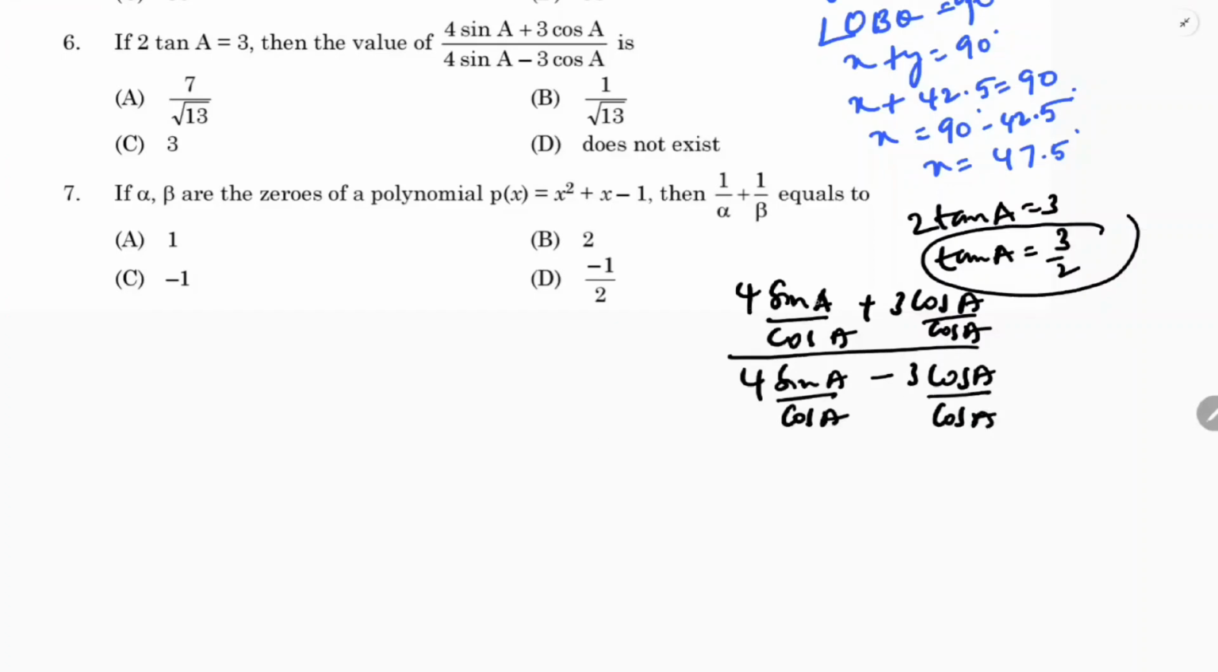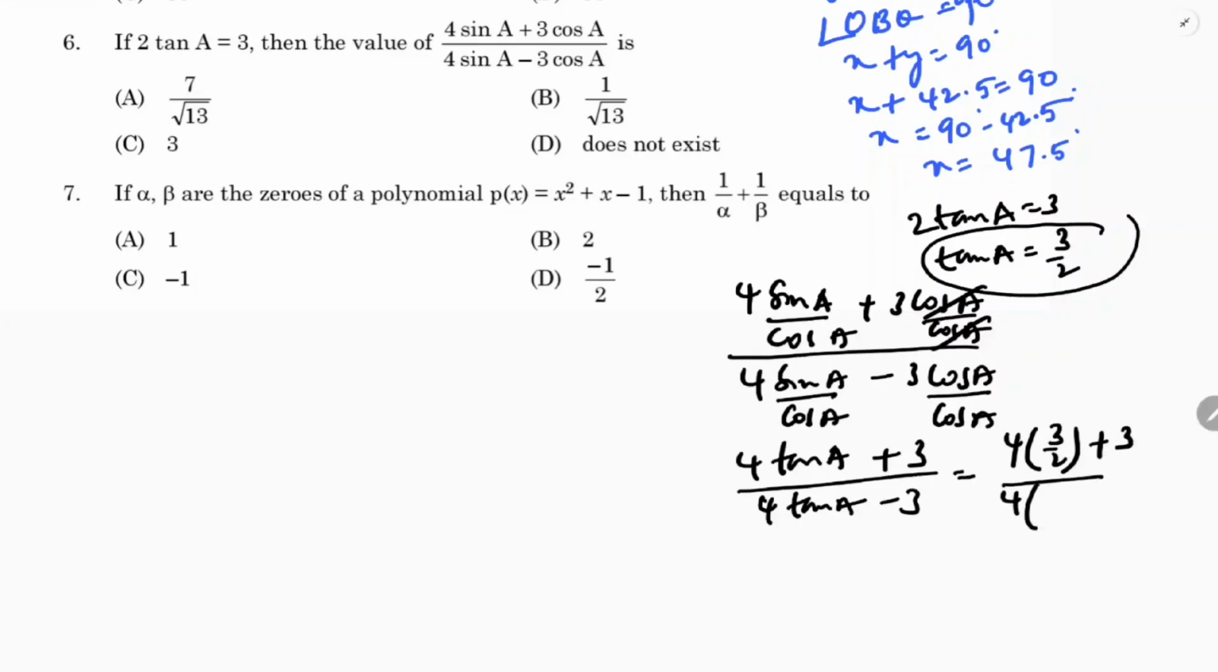So here sin by cos is tan. 4 tan A, cos and cos cancel, plus 3 by 4 tan A minus 3. Tan A value is 3 by 2. So 4 into 3 by 2 plus 3, by 4 into 3 by 2 minus 3. 2 times 1, 2 times 2. So here 2 into 3, this value is 6. 6 plus 3 by 6 minus 3.